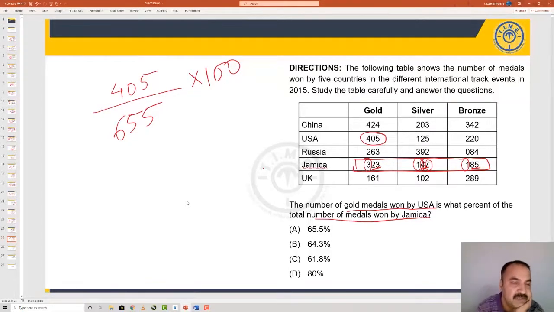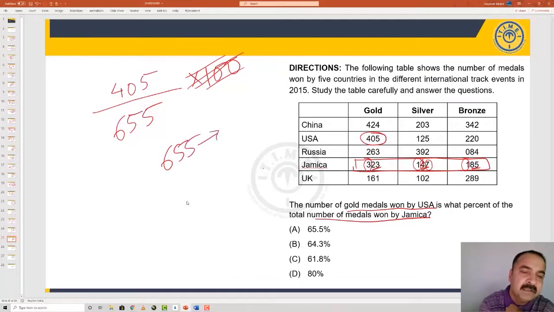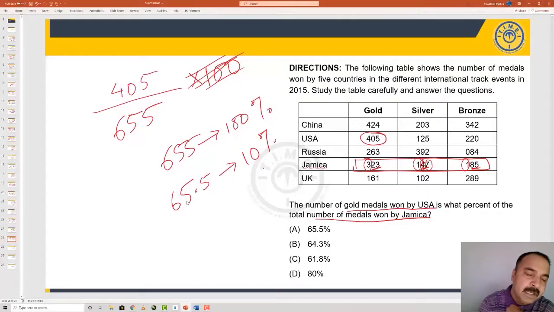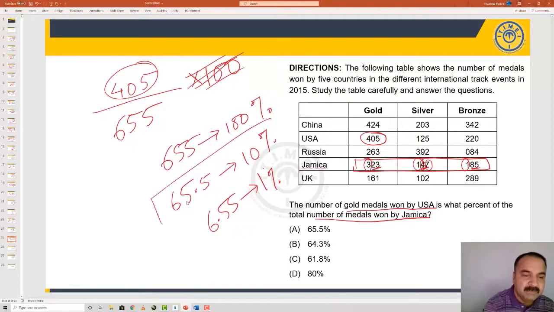What is this percentage? So instead of dividing by 100, we'll play the same calculation trick that we were using earlier. If 655 is 100%, then 65.5 is 10%. And 6.55 is 1%. Now, to reach 405, how many 10% blocks do you need?